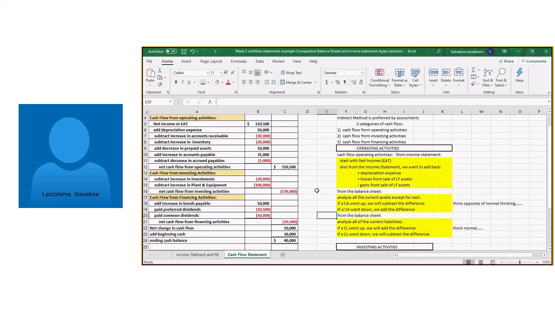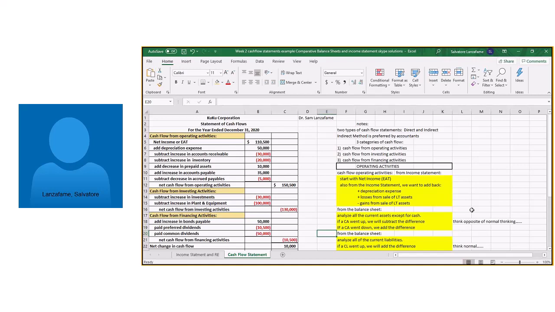Alrighty, so that's it. So I hope this was helpful, at least gives you some idea on how to do a cash flow statement. They can be a lot more complicated than this, so on a scale of easy, medium, and hard, this is probably somewhere between easy and medium.